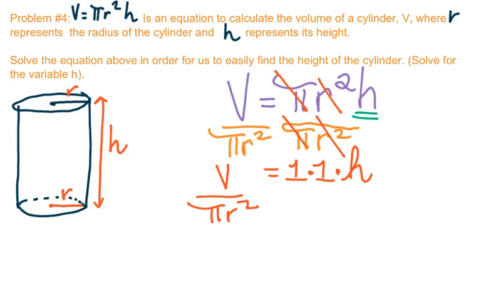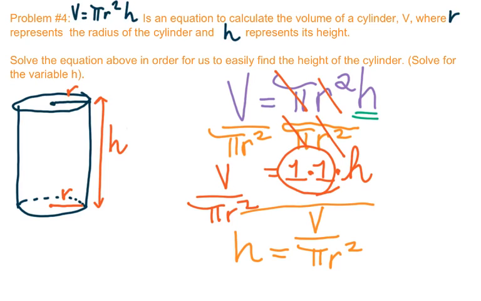Now I'm going to go ahead and clean it all up, because we never write 1 times 1 times h, since we know that just means it's h. So now I'm going to put the h on the left-hand side. And I know that h is equal to V divided by pi r squared. So there you go. There is my formula to easily find the height of my cylinder.